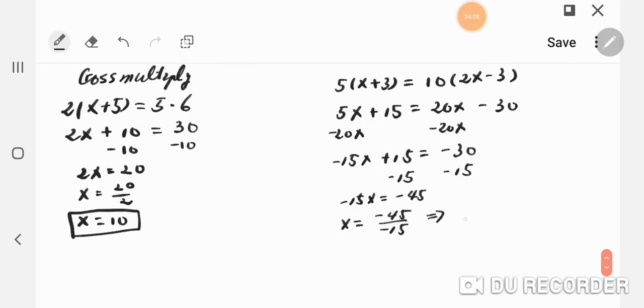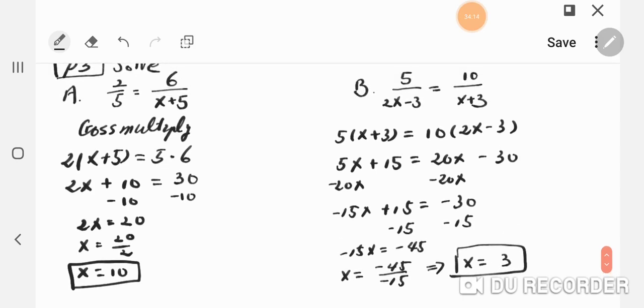Then from this, x equals 3. So the value of x is 3. And 3 does not make the denominator 0, so 3 is okay. 3 is the solution.